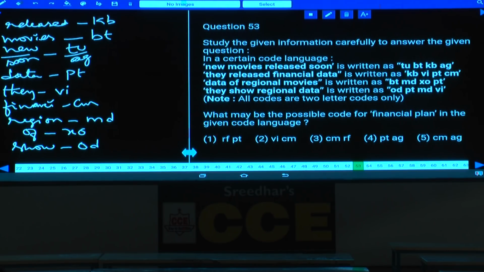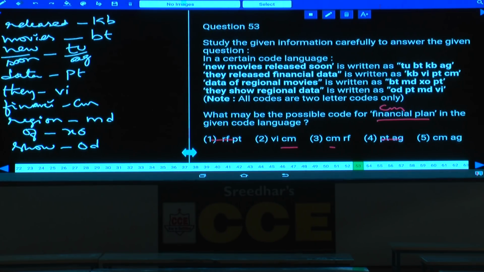Then question number 53. What may be the possible code for financial plan? Financial is CM, and a plan. What is the code to this word plan here? Plan is nowhere repeated here. Hence CM should be common. Hence 1 and 4 cannot be your answer. One among these 2, 3 and 5.